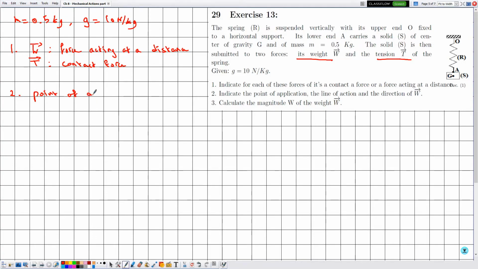We always know that the first three properties of the weight are always fixed and they are scene independent, and we shall always list them in the following order, starting with the point of application, which is the center of gravity G. As for the line of action, it is vertical, and as for the direction, it is downward.